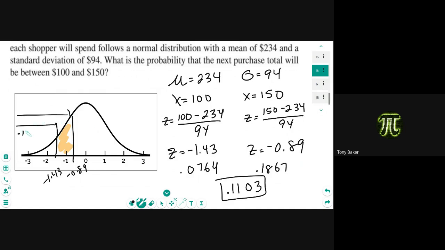So this is 0.0764 and that's 0.1867. To find the space between it, you subtract. So this would be the total 0.1103. Yes. Okay.